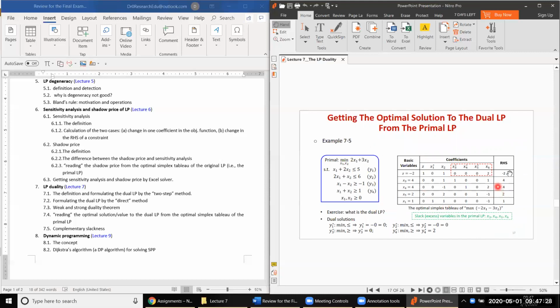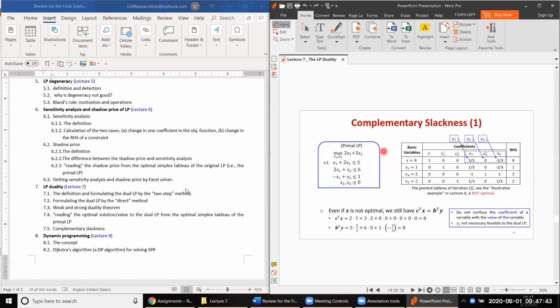For example, consider this. This is the optimal tableau, right? And the optimal value of the dual LP must be -2. Done. Simple, right? Okay, so after the last thing about the LP duality is complementary slackness.